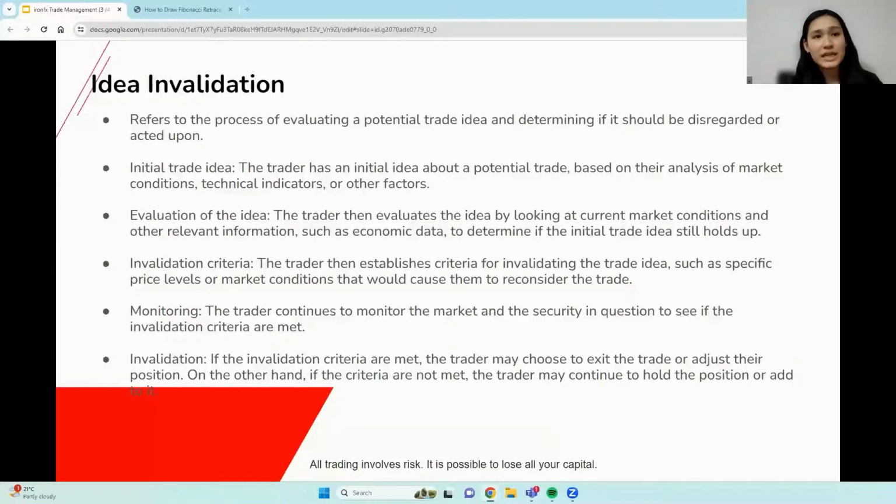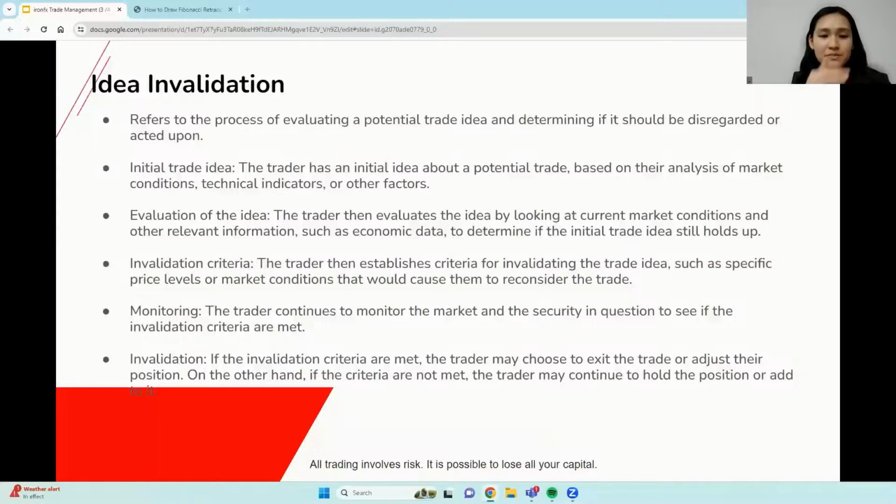Next, we have evaluation of the idea. The trader will evaluate the idea by looking at current market conditions and other relevant data, such as economic data, to determine if the initial trade idea still holds up. Now, the invalidation criteria: the trader then establishes criteria for invalidating the trade idea, such as specific price levels or market conditions that would cause them to reconsider the trade.